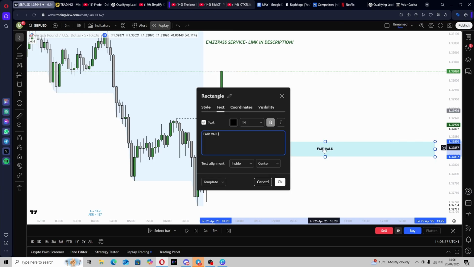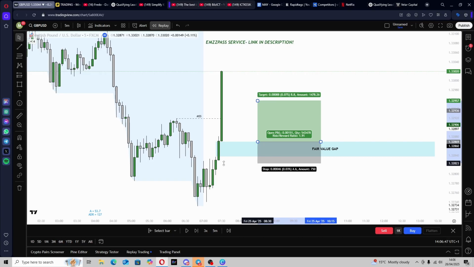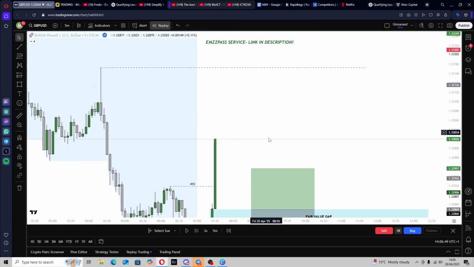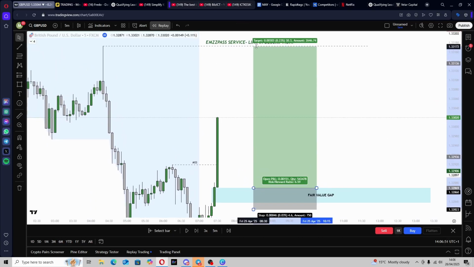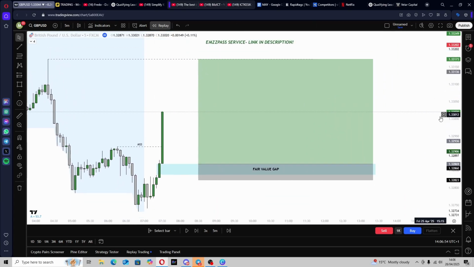which is the fair value gap. So as soon as we actually mark this out, all we've got to do now is enter our position right there, placing our stop loss just below the first candle of the FVG, and placing our take profit at Asian session's highs, which will be an easy 1-to-6 risk to reward ratio trade, and you're going to be completely smashing this.